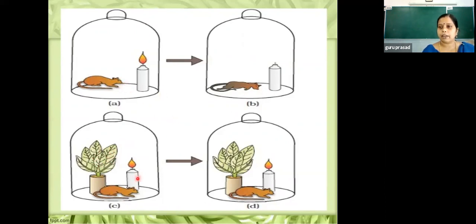He lit the candle and introduced the mouse, and to that same setup itself, he introduced the mint plant. Okay, so he observed what changes were occurring in the bell jar. He observed that for a few hours, the candle kept burning, and the mouse was also alive. How is it possible? Isn't it? So the doubt arises that the mint plant is involved in a process called photosynthesis, which releases oxygen. Okay, so this oxygen is utilized by the burning candle for combustion and the mouse for respiration. So this is one bell jar experiment conducted by Joseph Priestley.